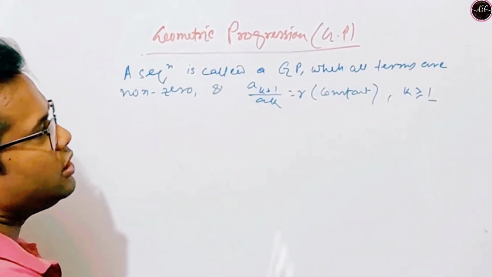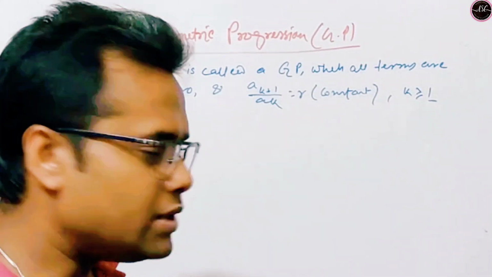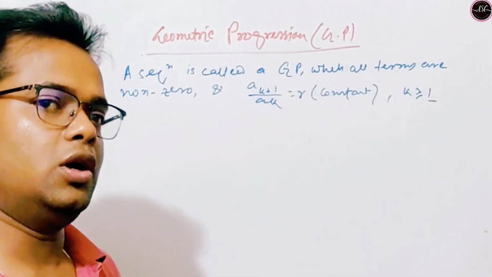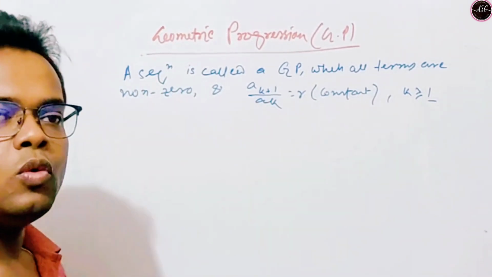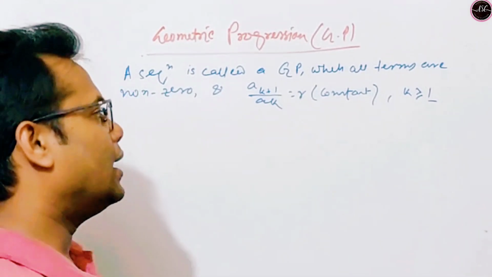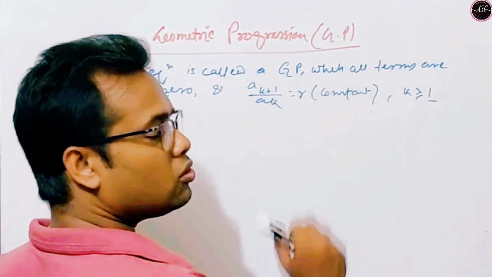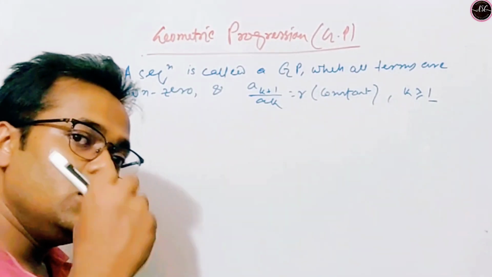So geometric progression, in short GP. Okay, what is GP? A sequence is called GP when all the terms are non-zero. So terms will not be zero, and a(k+1) by a(k) equals r, where r, the common ratio, is a constant, for k greater than or equal to 1. So the value of k will not be 0.